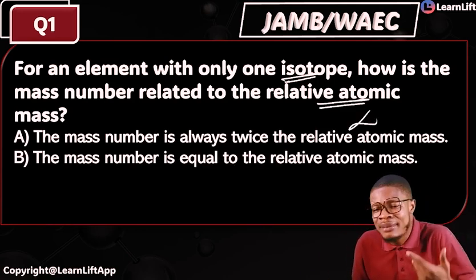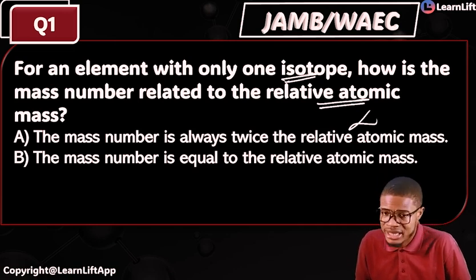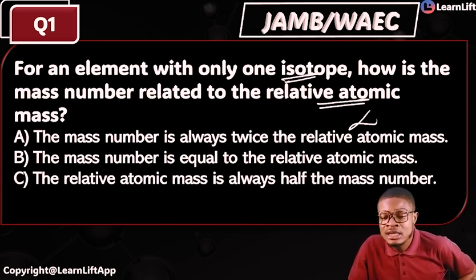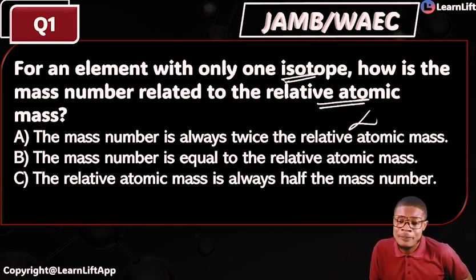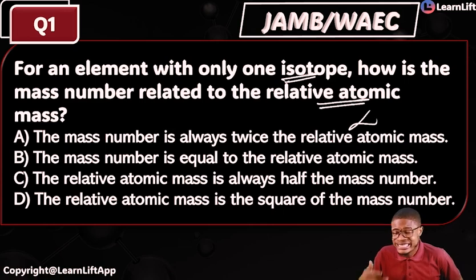Option B says the mass number is equal to the relative atomic mass. You are making sense here. And then option C says that the relative atomic mass is always half the mass number. No, it's not true. And then option D says relative atomic mass is the square of the mass number. What is the correct answer?